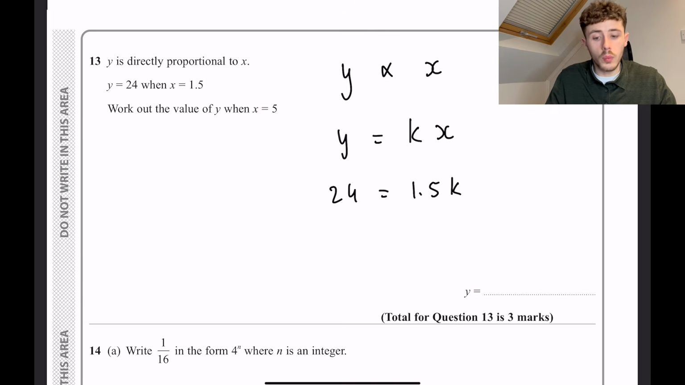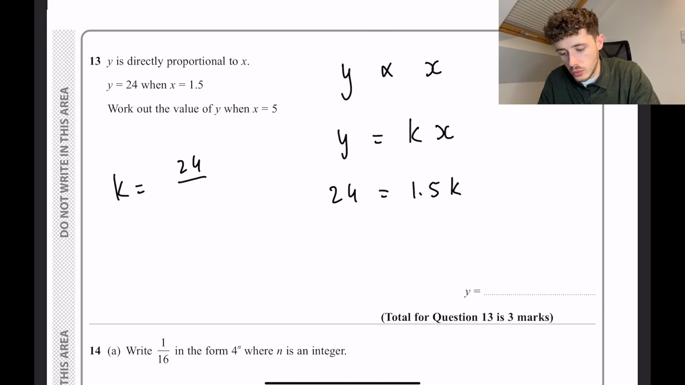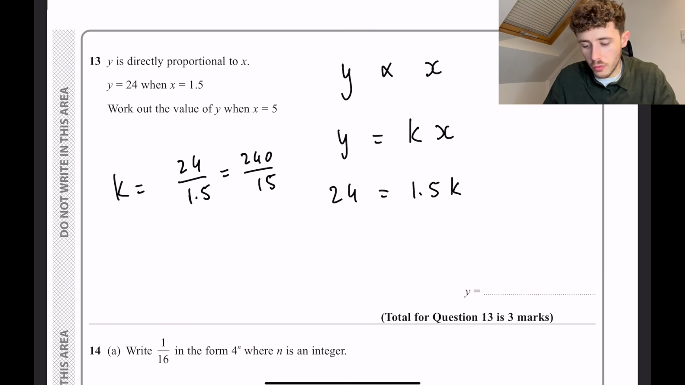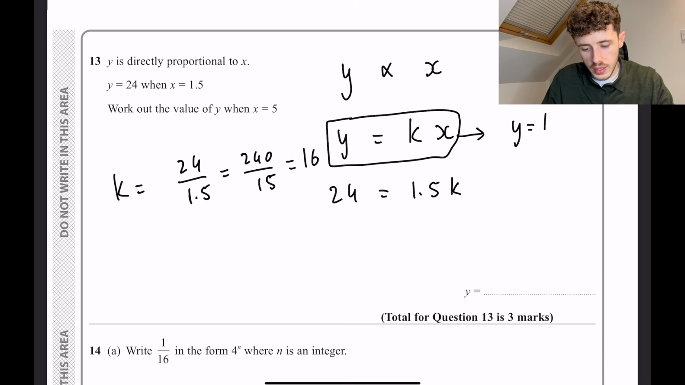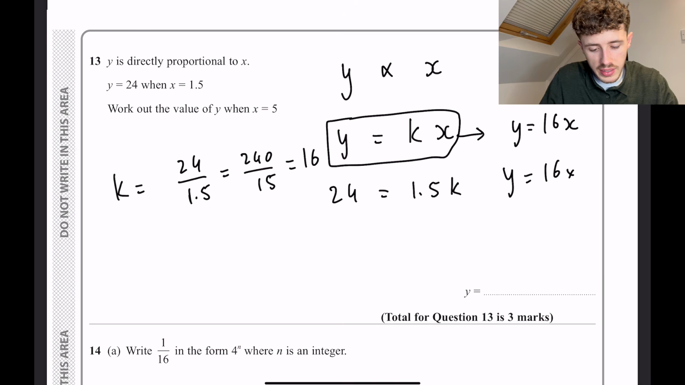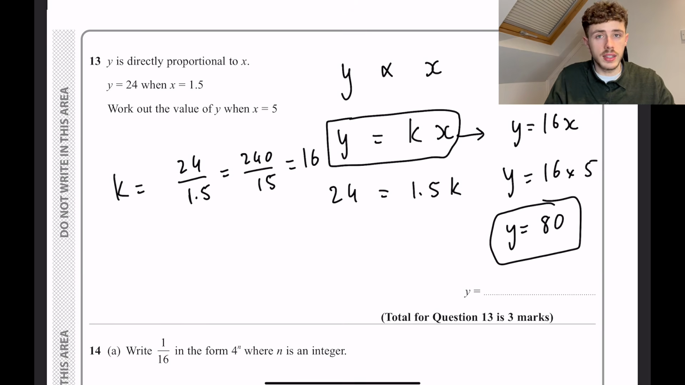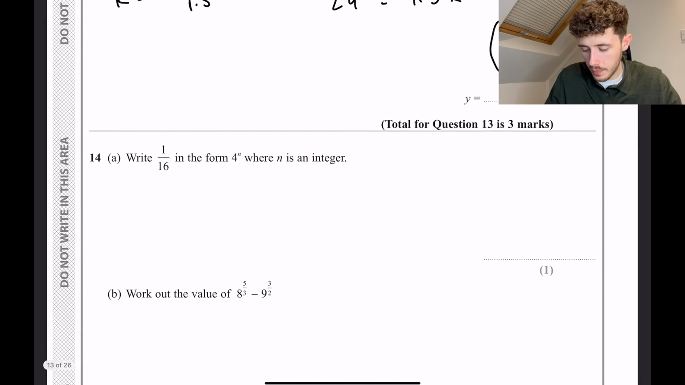1.5k, and looking at that, we know that k is going to have to be 16, because k is going to be equal to 24 divided by 1.5, which is the same as 240 divided by 15. If you want to work that out with bus stop, you can. The answer is 16. So then once we work out k, we put it back into this equation. So y is equal to 16x, and we want to work out y when x is 5. So that's going to be the same as 16 multiplied by 5. So y is going to be 80. That is your final answer with that one.